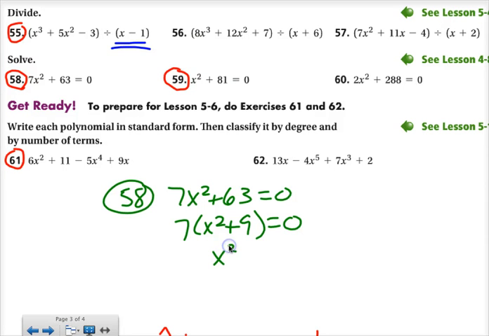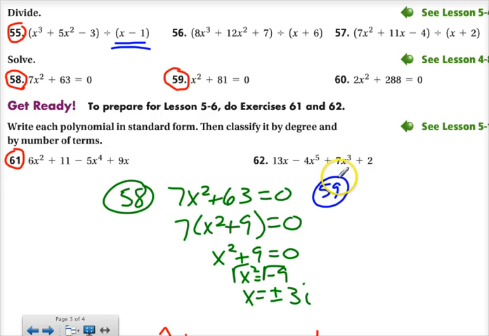But that certainly doesn't stop us from solving this, because we could subtract 9 from both sides, and then we could take the square root, and that will give us plus or minus 3i for that solution. So constantly thinking about those methods of factoring and going through the list of what we have.